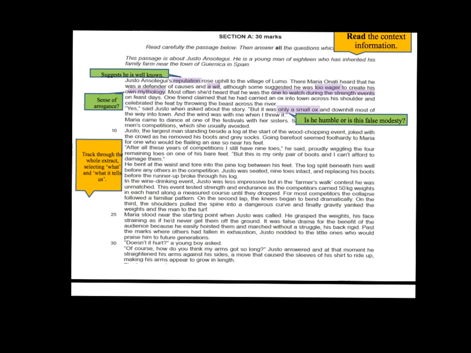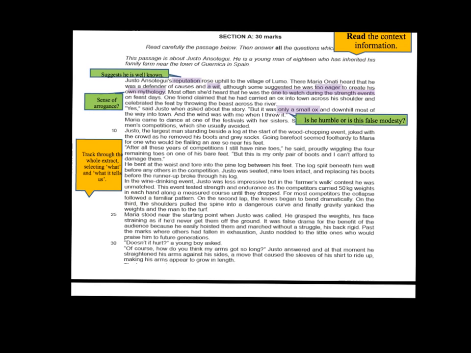Almost as if you've got your finger on the page, you're tracking through and then highlighting any information that you feel is important. So let's have a look at it. We'll focus first of all on this word reputation. That suggests that Justo is actually really quite well known.